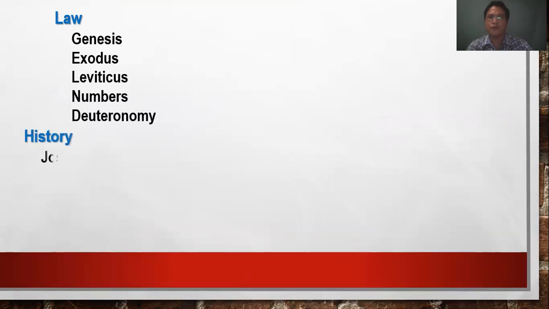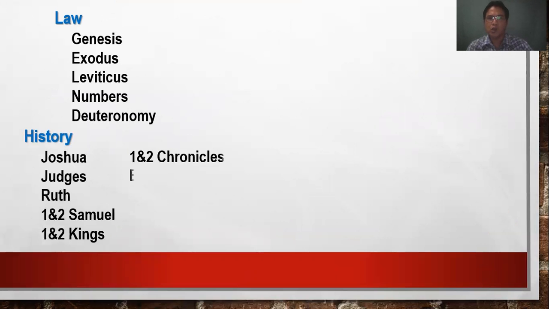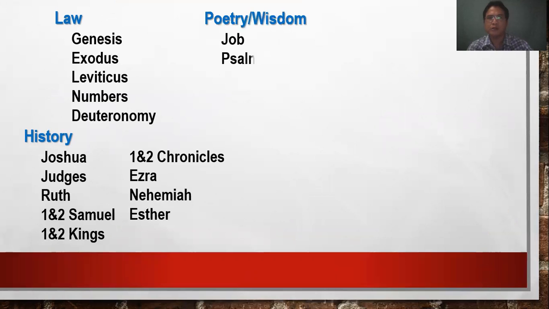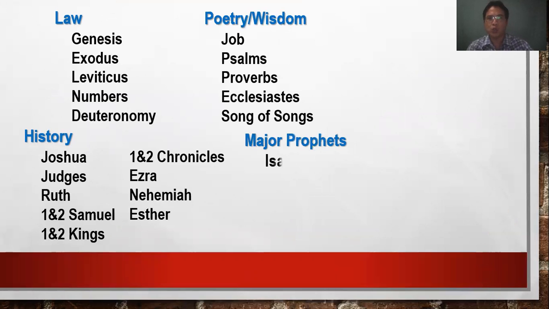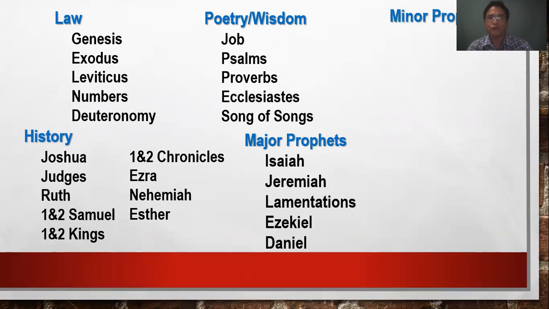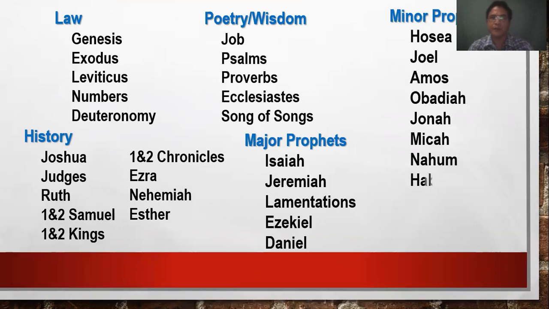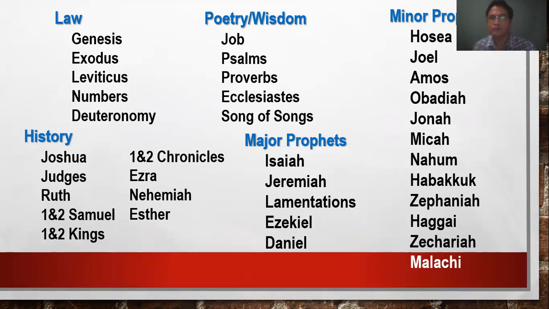So the Old Testament, or the Hebrew Bible, is divided into 5 parts: the law, the history, the poetry or wisdom, the major prophets, and the minor prophets.